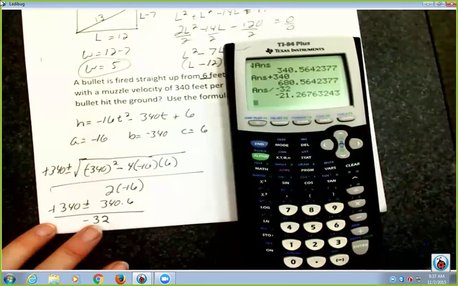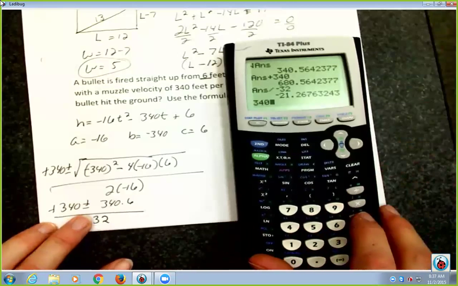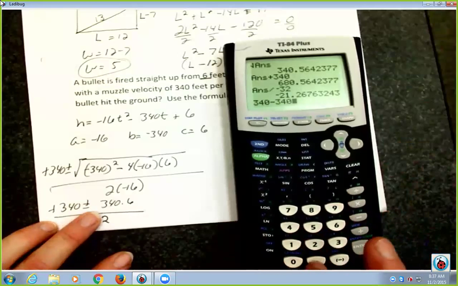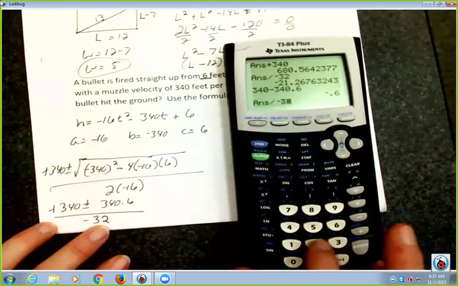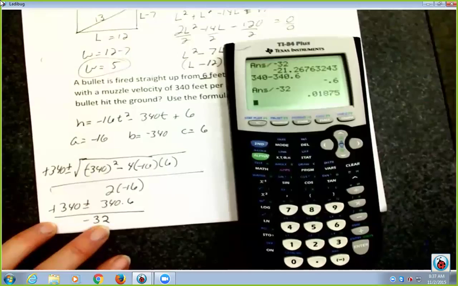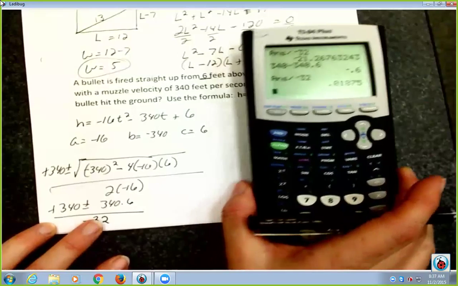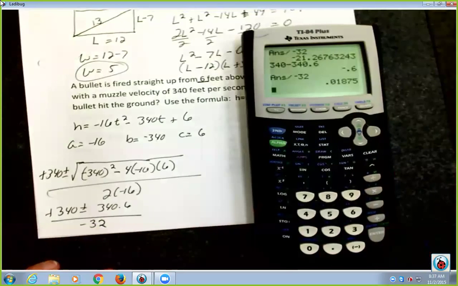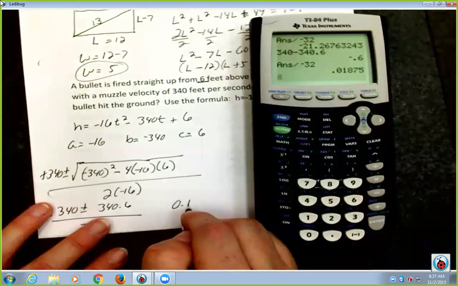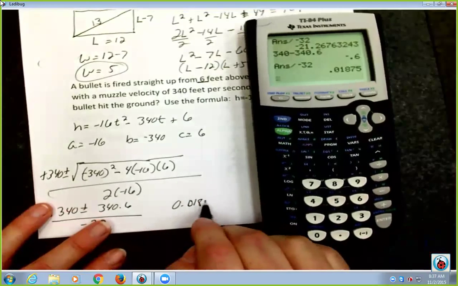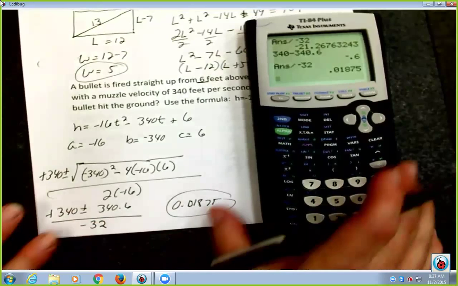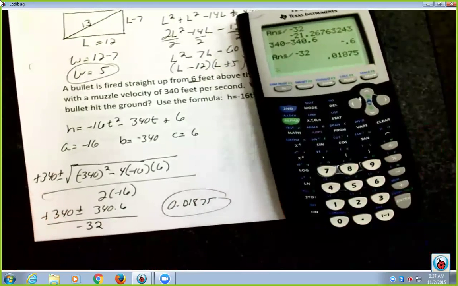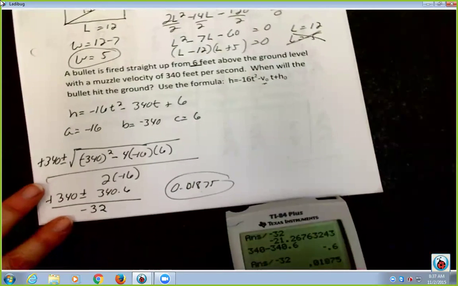So then if I go the other route and I take 340 minus 340.6, I get a decimal, divide that by a negative 32. So what happens with this firing of this gun is it doesn't stay very long up in the air at all, and I get 0.01875. So it's not very long that it's shot up and it comes right straight back down again. And so that becomes where it's crossing at for my seconds. So that's when it's going to hit the ground.